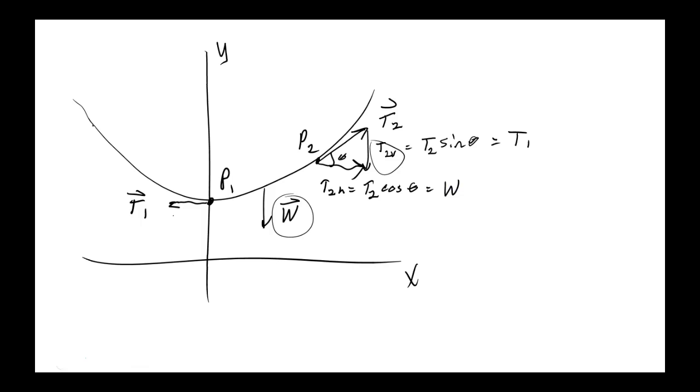And again, we're just going to do magnitudes here. The weight is T2 sine theta, and the T1 is T2 cosine theta. Now, what if we divide those two equations, which seems like a rather bizarre thing to do? We eliminate the T2s, okay? If you divide this over that, then the T2s go out.